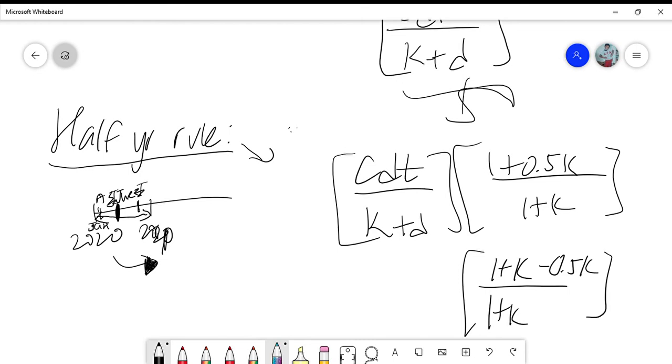So if we're multiplying it by the 0.5 on top, it's a smaller number, so our first year depreciation is a bit tinier. That's basically the gist of it.